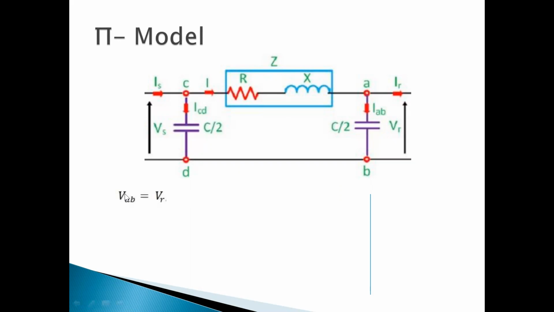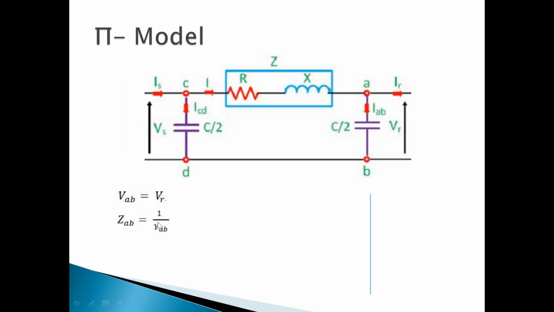Here I'm going to find the value of the constants again, A, B, C, D. VAB, we know that VAB is VR. Why is it VR? Because this capacitor is connected in parallel to the load, so the voltage provided to the load is VR. The voltage in parallel is always the same. If two components are connected in parallel, they have the same voltage. So VR is equal to VAB.